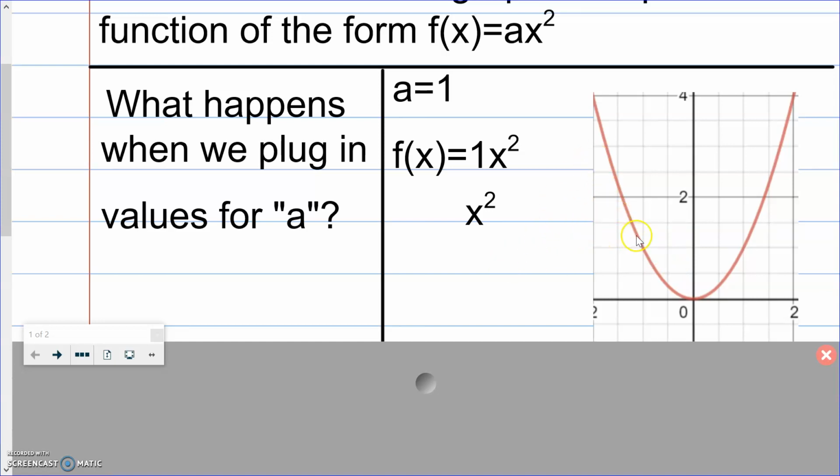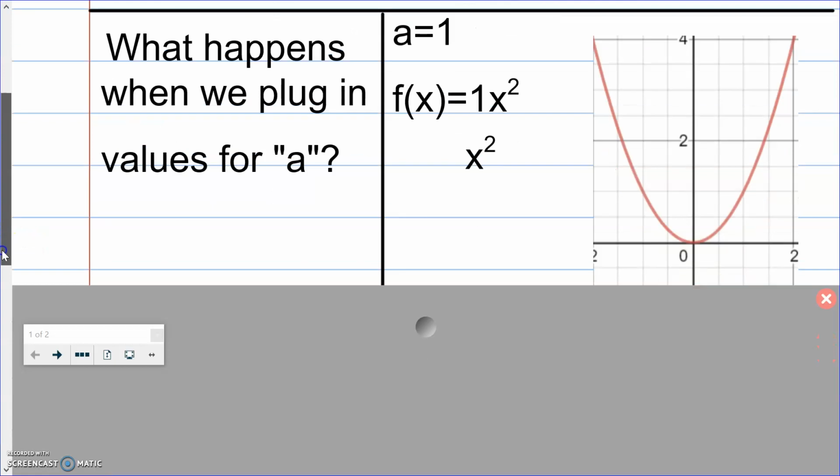We will be using this to refer to and compare all other graphs and how other graphs move compared to this one. So if other graphs move up, down, left, right, or if they get wider or thinner, this is what we're going to be comparing everything to. This is our parent graph.